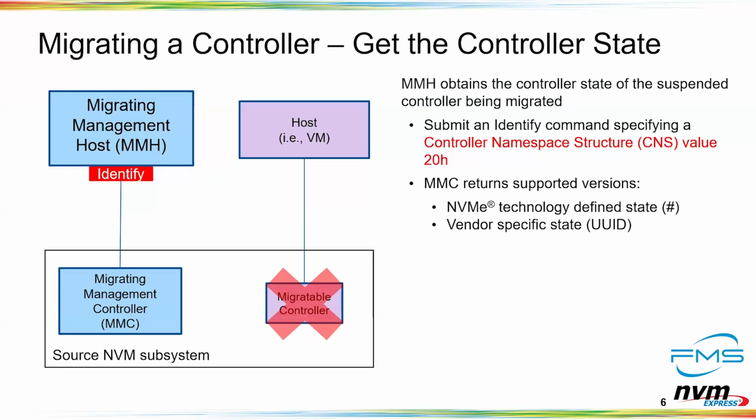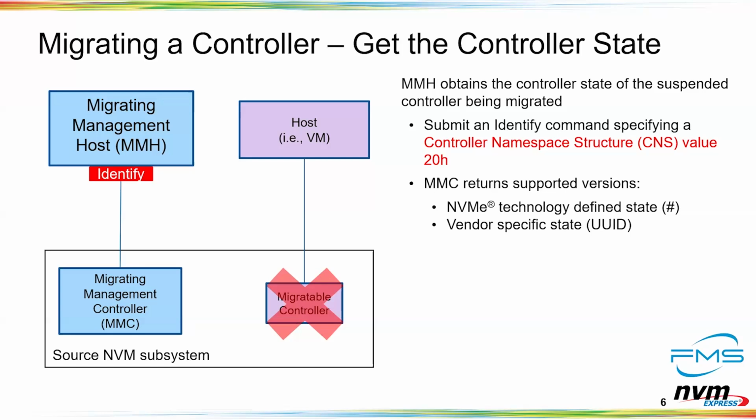Then we have to deal with the controller state. One of the problems we have as part of live migration is the ability to migrate between controllers within the same vendor but different families of products, or even between different SSD vendors. Because of that, we're going to have different versions as we scale live migration in the future. So one of the things we added was a new CNS value for a controller or an NVM subsystem to report the particular versions of controller state.